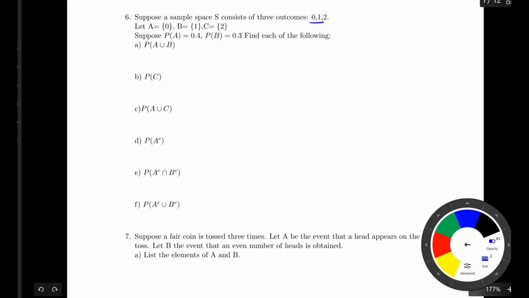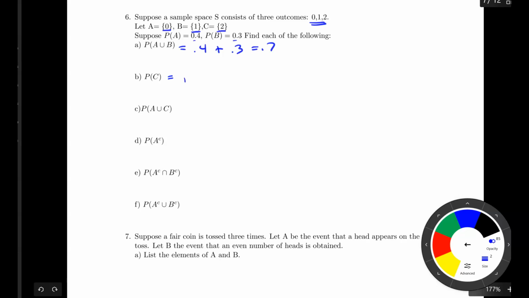So here we have three outcomes, 0, 1, and 2. So here is the set A, B, and C. So what's the probability of A or B? So that's going to be the probability of A or the probability of B. No overlap. So what's the probability of C? Because I'm just given those two.